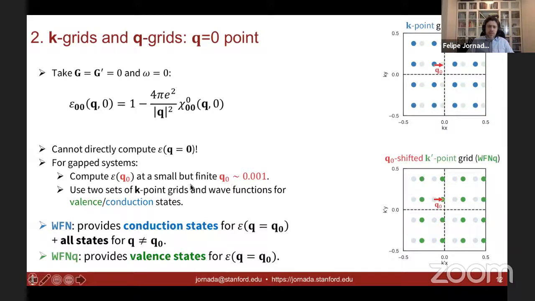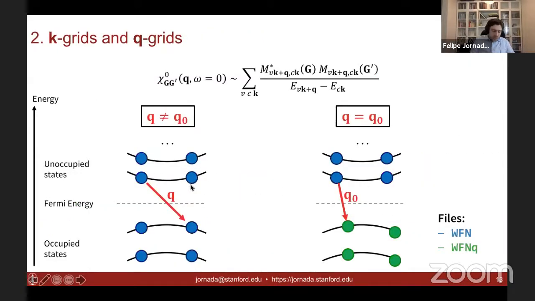Another way to look at this is that if you want to compute the polarizability matrix that looks like this, we're basically computing transitions from valence to conduction states at 0 temperature. So if you have a finite wave vector Q, you can directly evaluate these transitions involving conduction to valence bands, and you can take conduction bands and valence bands from the same regular grid from this WFN file.